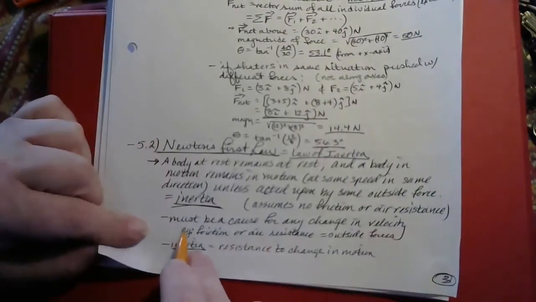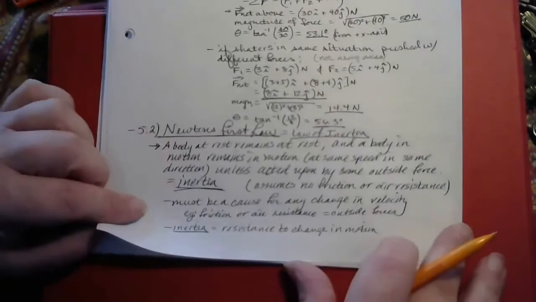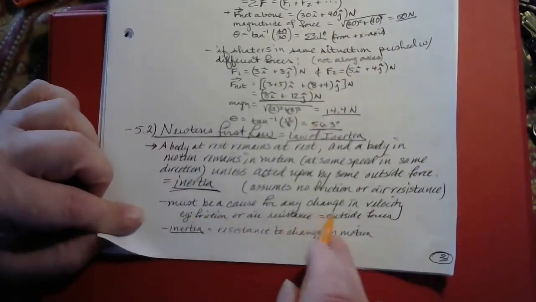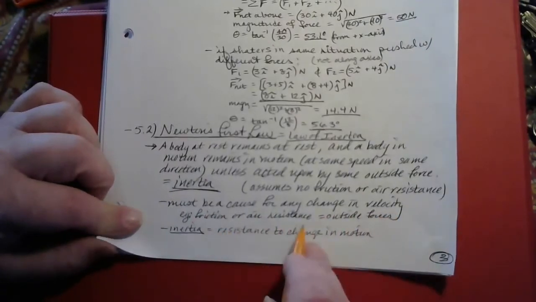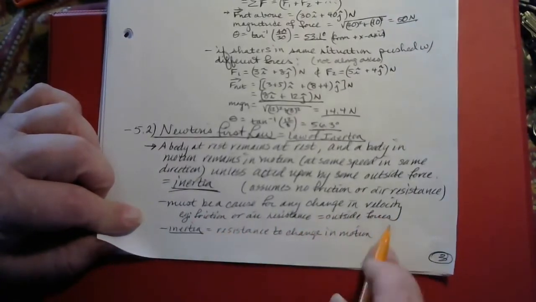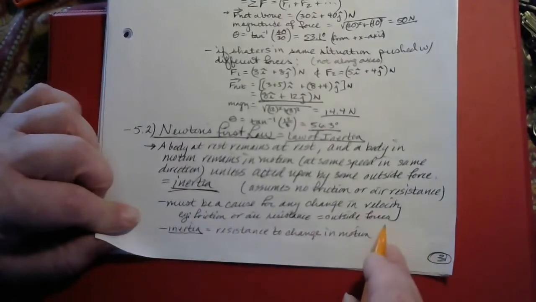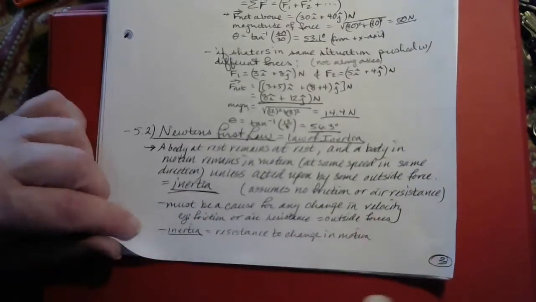Or in other words, another way of stating Newton's law is that there has to be a cause for any change in velocity, which would include things like friction or air resistance or hitting something else.